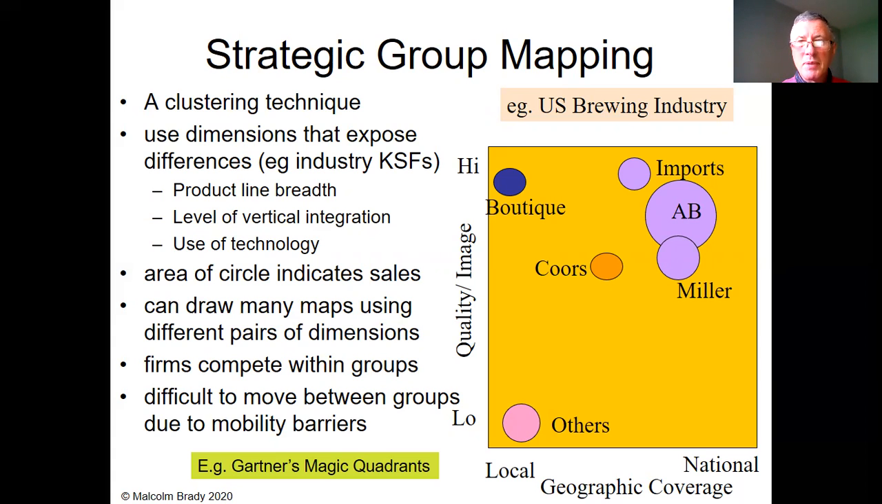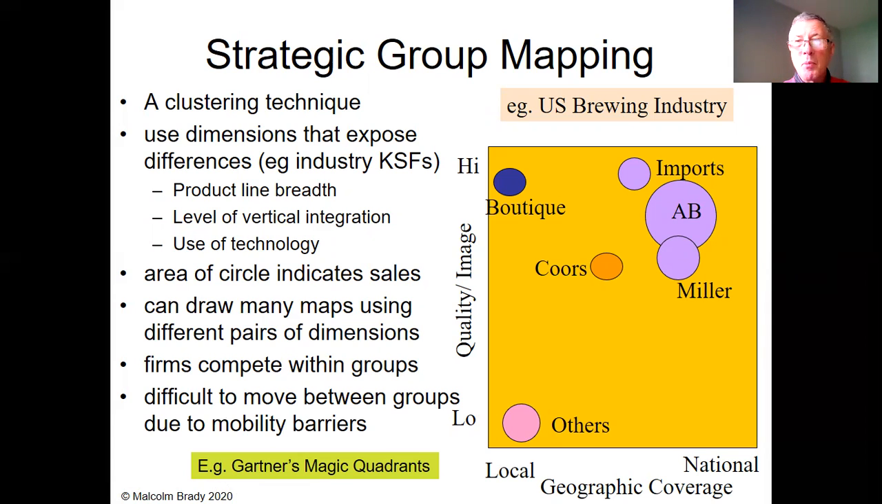Firms then tend to compete within the groups. You can see here grouping up in the top right corner, Anheuser-Busch and Miller competing strongly against each other, and then others really competing in separate clusters, the boutique cluster and maybe the other bottom left cluster. The idea is that firms tend to compete within their group, so it's important to identify what group you're involved in. Generally speaking, it's difficult to move within groups.